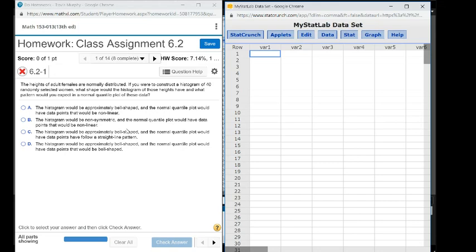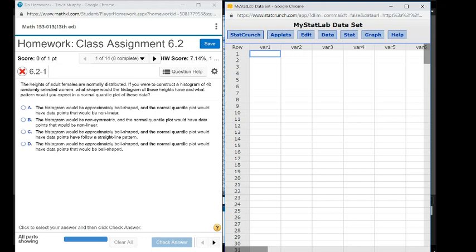Alright, this is going to do the odd numbers in class assignment 6.2. The heights of adult females are normally distributed. If you were to construct a histogram of 40 randomly selected women, what shape would the histogram of those heights have? And what pattern would you expect in a normal quantile plot of these data?